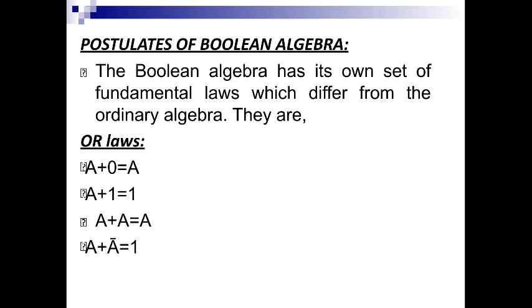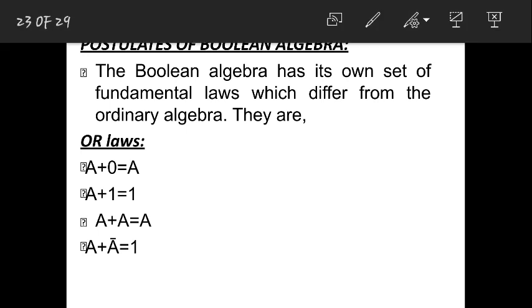Before going to that, we have some laws. The Boolean algebra has its own set of fundamental laws which differ from ordinary algebra. The first one is the OR laws. You know the logic OR gate operation, so these are nothing but those same OR laws. How to remember them? You already know OR means the logic OR, the symbol for logic OR. So for this you have four laws.